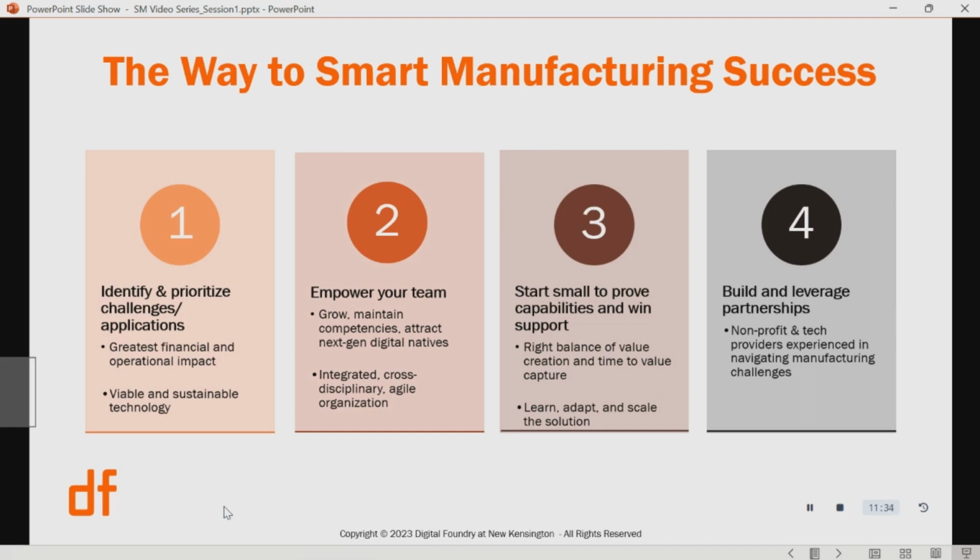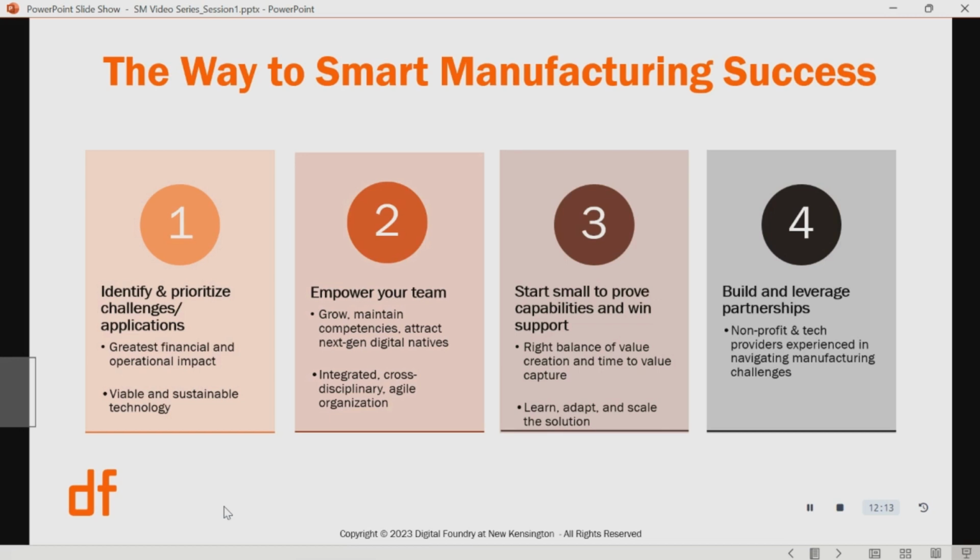The third step is to start small, to prove capabilities and win support. You want to have the right balance of the value capture in combination with the time to capturing that value. So again, don't start with thinking you have to bite off all of those steps, all of those building blocks at one time. Let's start with what's a problem that is very viable to solve. Let's demonstrate that it can be solved, keep the investment low, and win the opportunity to continue to invest. Learn, adapt, and then scale the solution as you prove that you can be successful.